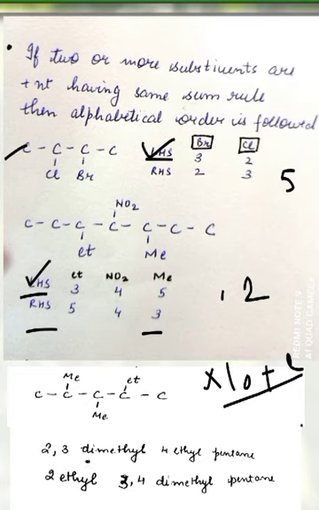Now if I look at here, then according to alphabetical order, if I consider di word in alphabetical order, then this must be the numbering. But this is not the case. We do not consider di, tri words while numbering according to alphabetical order. We will look at M, means the major group. So M comes after ethyl. So this numbering will be correct.